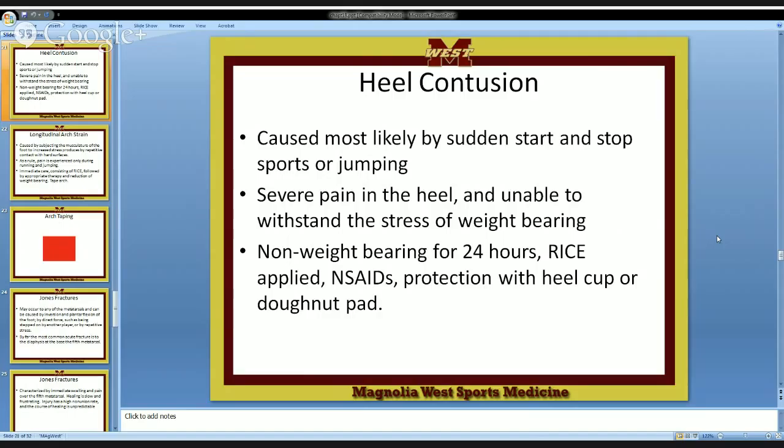So, it's caused by a sudden start or stop of jumping, with severe pain in the heel, unable to withstand the stress of weight bearing. Get non-weight bearing, so crutches if you need them. Use NSAIDs, non-steroidal anti-inflammatories, and RICE applied. They protect with heel cups or a donut pad. Now, a donut pad is not actually something you buy from Shipley's. No, it's not a donut.